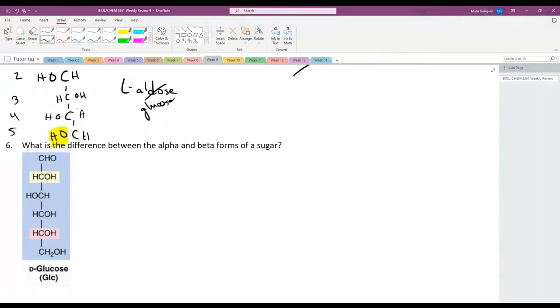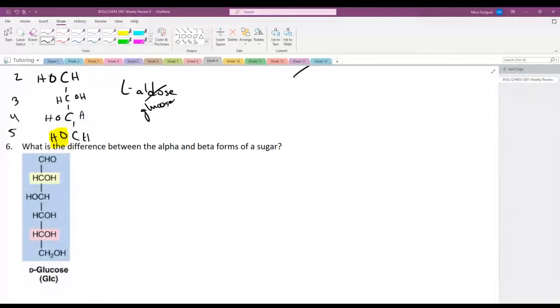So the alpha and beta forms of a sugar come from what's called the, I always get this mixed up, it's the Haworth projection. I believe that's correct. So the Haworth projection is the ring that we're familiar with, basically.